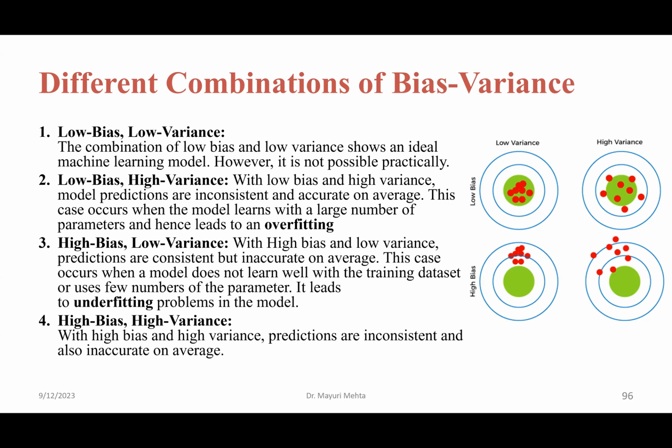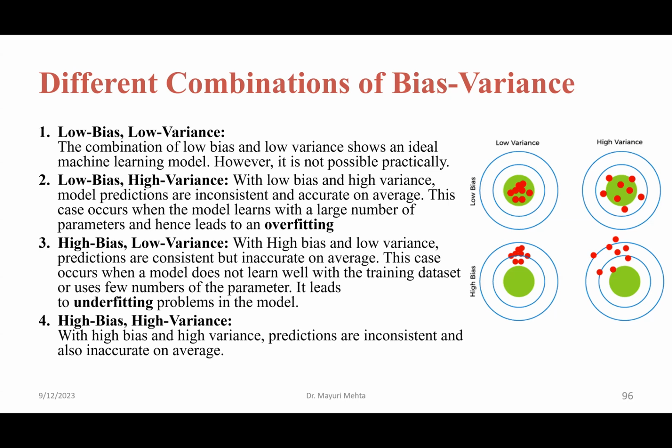With high bias and low variance, predictions are consistent, but you can see that in the second case the predictions are inconsistent but accurate on average. In this case it is the reverse of that. You can see that predictions are consistent but inaccurate on average. These predictions are inaccurate on average. This case occurs, of course, because of high bias. So predictions are inaccurate, right? And in the second case, low bias, so predictions would be accurate on average.